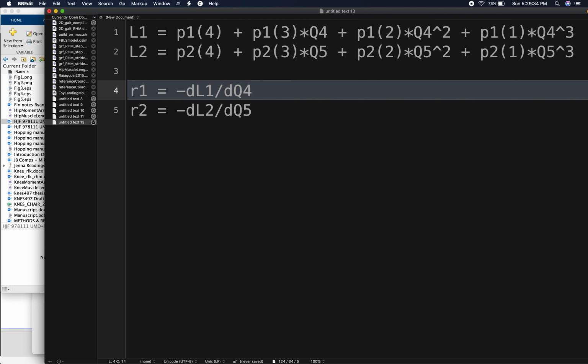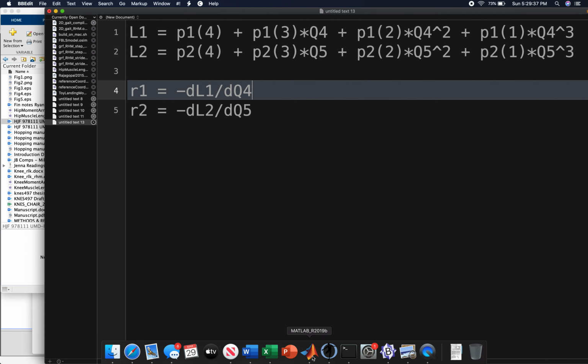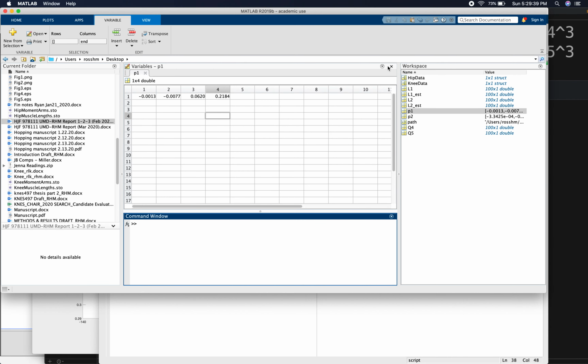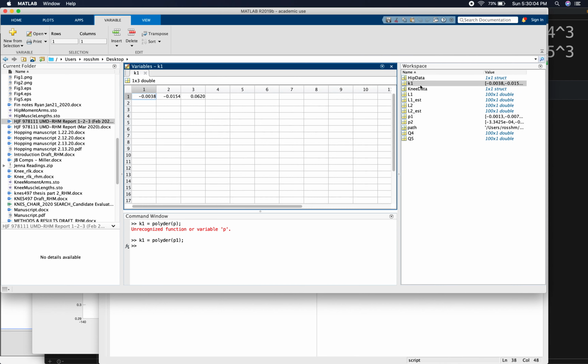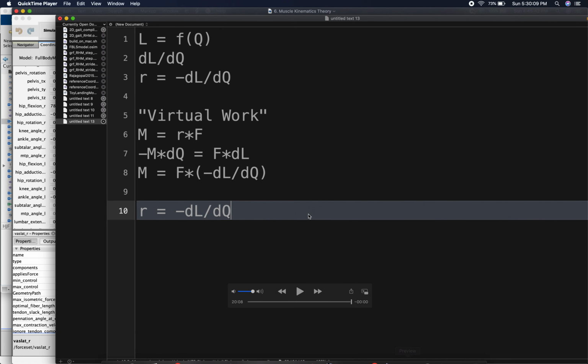Now, for simple expressions like this, these are pretty easy to do by hand. In MATLAB, suppose you have some uber complex polynomial here. You can use this polyder function to automatically determine the polynomial's coefficients associated with the derivatives of that expression.